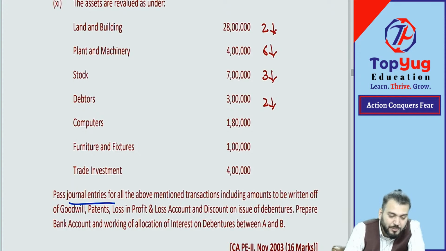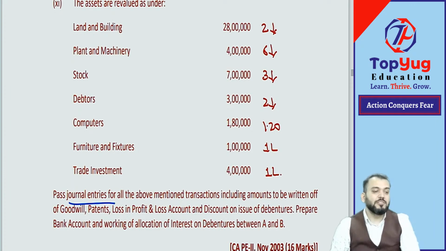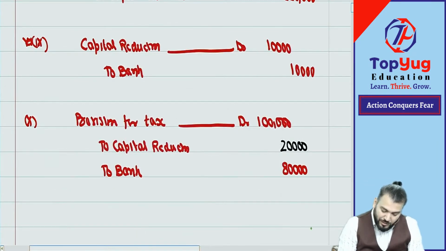Computer becomes 1,80,000. So how much computer given? Check. It is 3 lakh, so 1,20,000 reduction. Correct? Furniture and fixture become 1 lakh. How much was given? 2 lakh, reduced to 1 lakh, so 1 lakh reduction. And trade investment becomes 4 lakh. How much was given? 5 lakh, so reduced by 1 lakh. Can you pass my journal entry? Can you give me one by one?